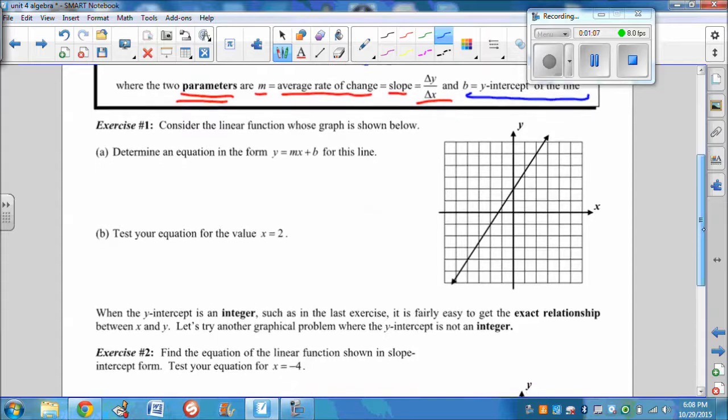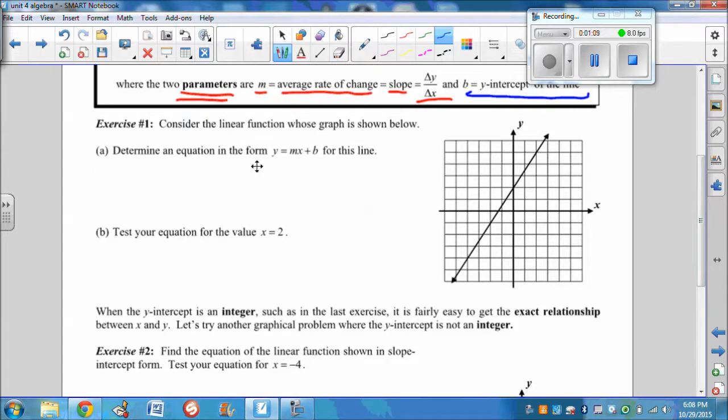It says, consider this linear function on this graph. Determine an equation in our y equals mx plus b form, our slope-intercept form for this line. So if we need those two parameters, we need to find out the slope and we need to find out the y-intercept. So that y-intercept is right there, which is 2. And then let's pick another point on that line to be able to do the rise over the run, which is our slope, and we're going to go up 3 and right 2. So that's a slope of 3/2.